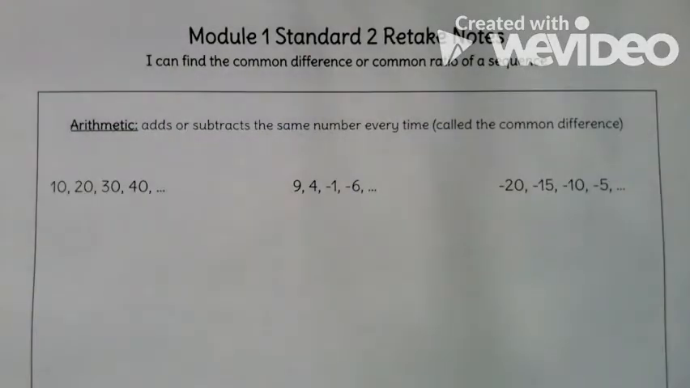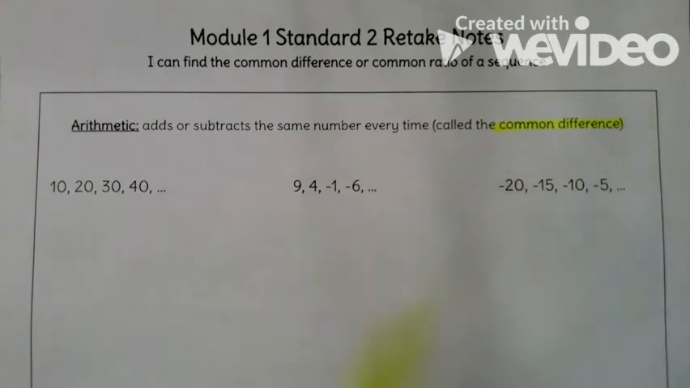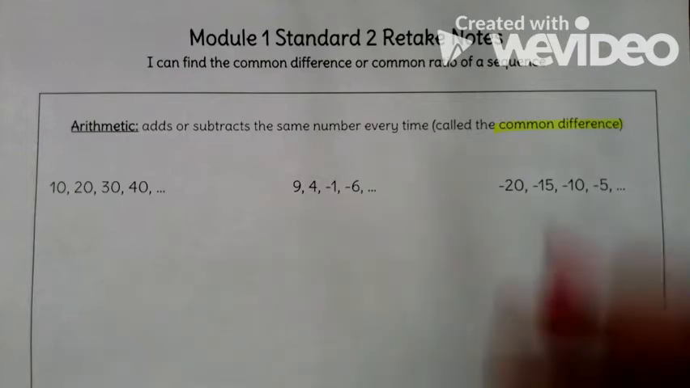Hi guys, so we are talking about Module 1 Standard 2, which is I can find the common difference or common ratio of a sequence. So to start off, we're going to go over arithmetic, which is when we add or subtract the same number every time, and the number that we're adding or subtracting is called the common difference. Another way to describe common difference is just the pattern.